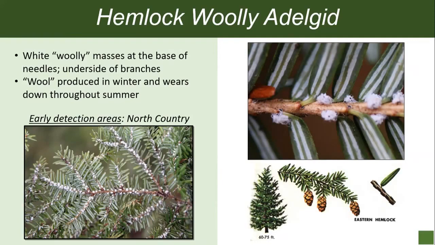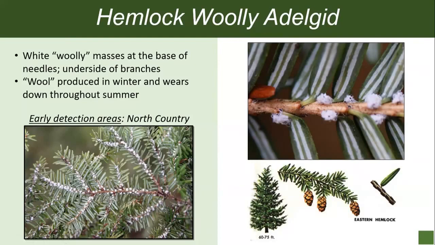So one of the key ways to identify this species is by the white woolly masses at the base of the needles on the undersides of the branches. You can see the many white woolly masses on this branch on the left, and there's a close-up on the right. These white masses are the egg masses for these species. On the close-up at the right, you can actually see the adelgids themselves. They're the little black insects that look almost like sesame seeds crawling around the branch.